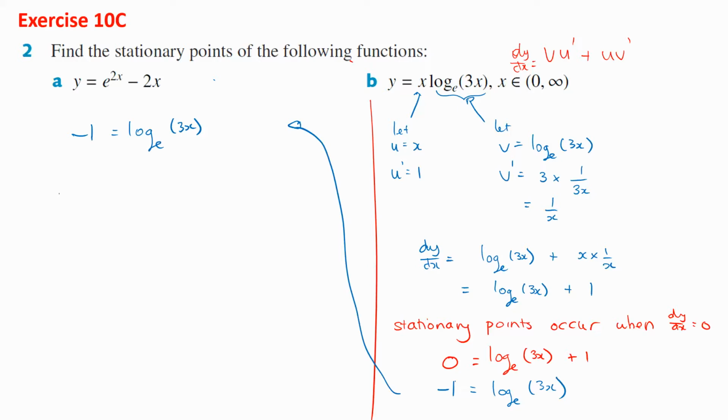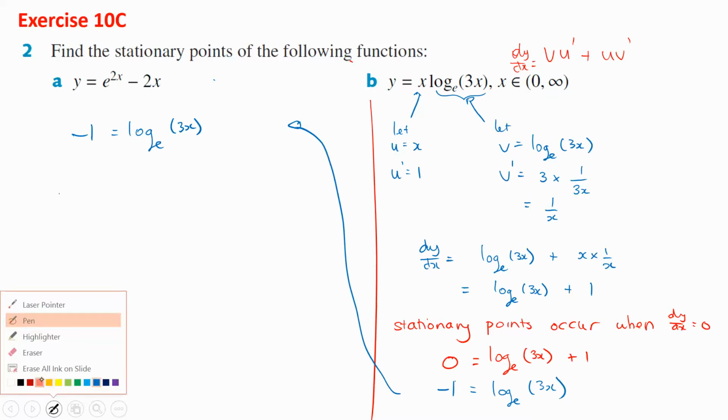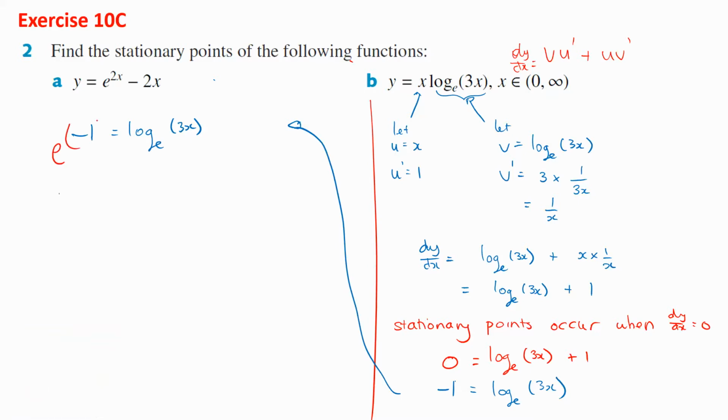Now, the reason why I'm asking if you got up to this step is because now this is exponential and logs. Remember, they're inverses of one another. What's the opposite of log? Exponential. So it's log base e, so therefore you do the exponential on both sides. E to the power of negative 1, e to the power of log e.